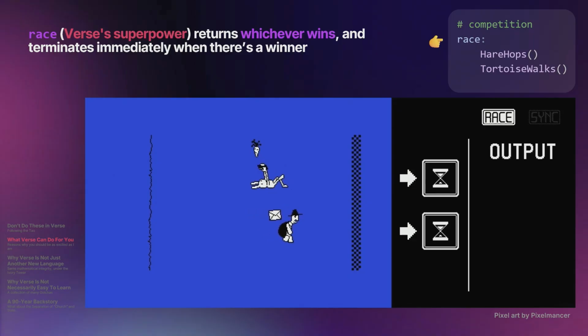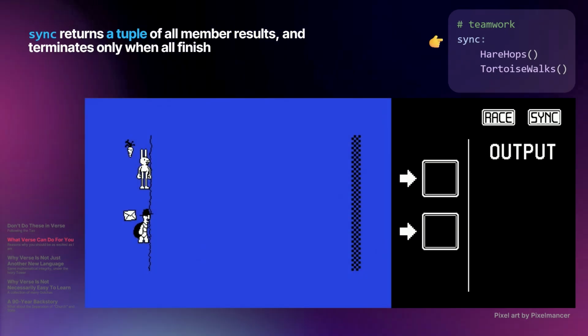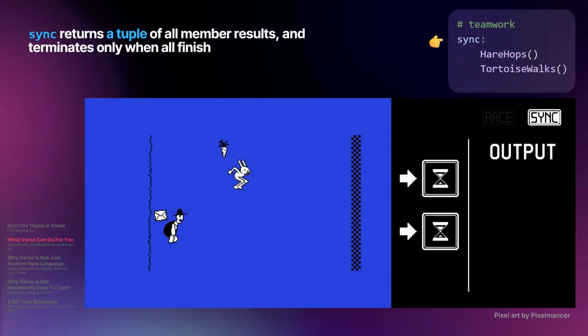You can imagine when there's a third track here of a wolf simultaneously blowing the three pigs' house while the hare and the tortoise are racing. If the action of the house being blown away finishes first, then the hare and the tortoise race will be cancelled instead. In contrast, if we put those same actions of the tortoise walking and the hare hopping in a sync expression, that means we'll wait for the hare, even if the tortoise wins first. And the sync expression gives you a tuple of all member results.